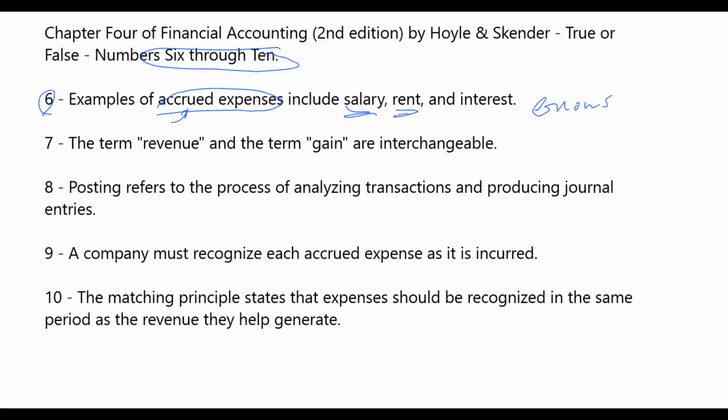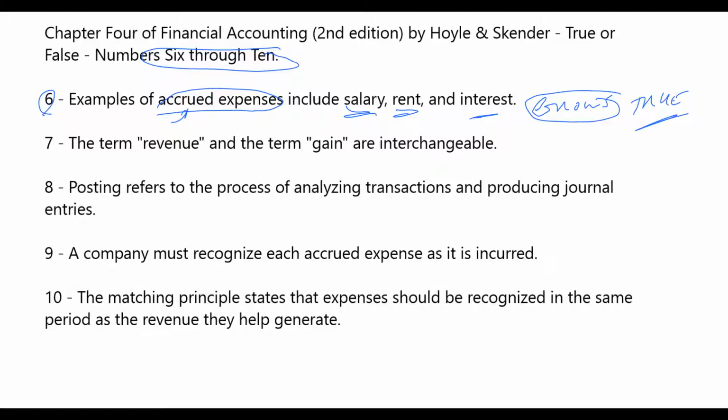Does rent increase over time? Yes, because your obligation for that rent cost goes up over time. Does interest increase over time? Yes. If you have money outstanding or if you have a loan outstanding, the interest on that loan will increase. All three of these grow over time. Therefore, they are accrued expenses. Therefore, that statement is true.